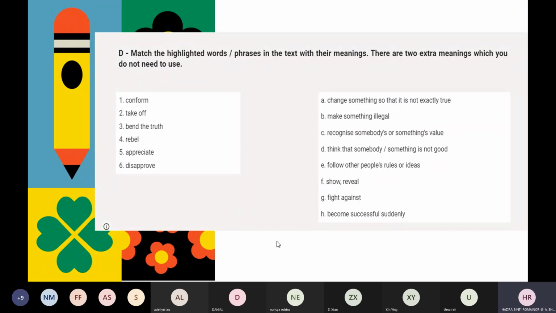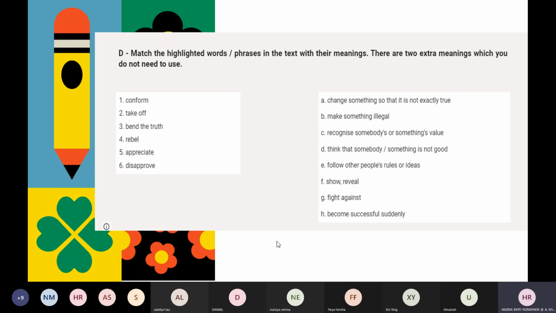Okay, this is the last practice that you have to do. Match the highlighted words or phrases in the text with their meanings. There are 2 extra meanings again, which you do not need to use. So they want you to find the meaning. Awak kena cari maksud perkataan yang di-highlightkan. Which one? The highlighted one? The one in yellow color. As you can see from the text, there are about 6 highlighted words or phrases.